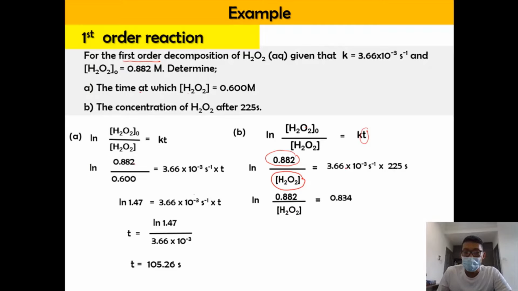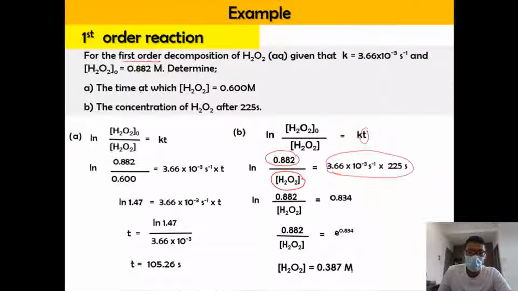So you need to be very careful with this. So do it one side to one side first, where you settle this one, and then you will bring the natural log to the right hand side here, and then only you do the cross multiplication. So the concentration of H2O2 you're going to get is 0.387 molar. Alright, so both of these examples here use the integrated rate law for the first order reaction.